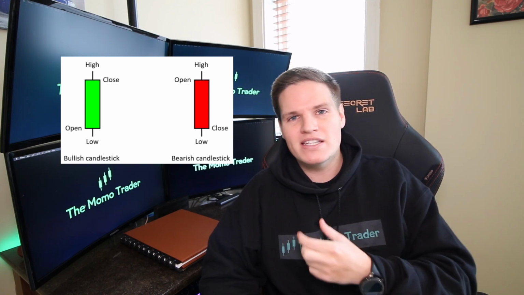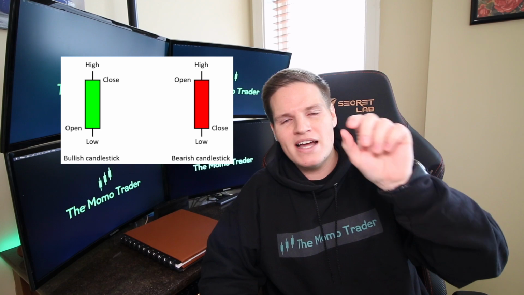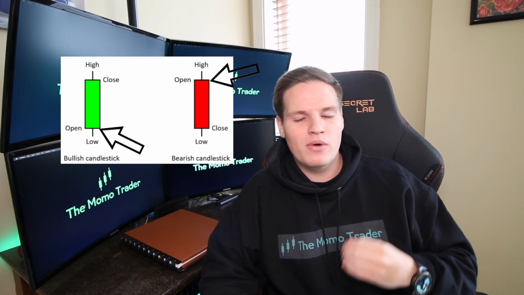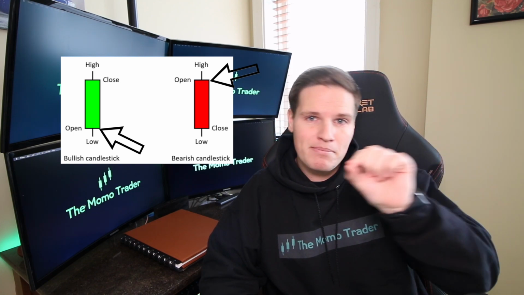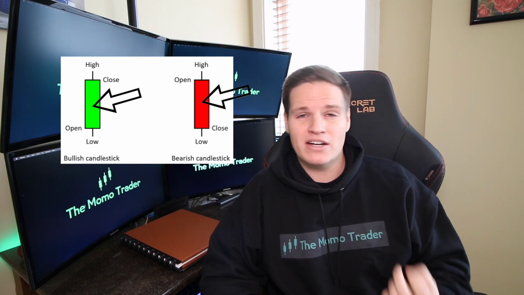Then the next part is that big rectangular box, and that's called the body. The smaller sides of the rectangle are either the close or the open. What designates whether that top line is the close or the open is the color, and also how the stock traded in that minute.